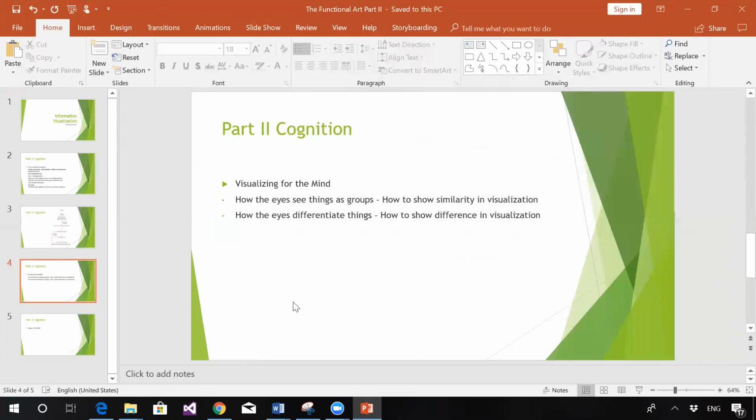Great. That is this part about cognition, part 2, and the chapter of visualizing for the mind. Our mind uses particular ways for grouping people and things, and also different ways to differentiate things. Therefore, we can use different visualization methods to group things and differentiate things.